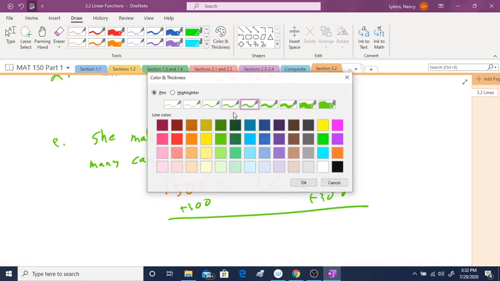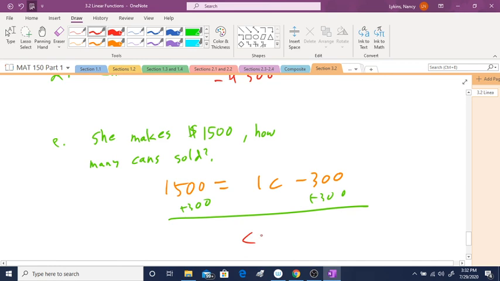So that means, how many cans does she sell? She sells 1,800. Think about this for a second. 1,800 times 1 is $1,800, but then she had to make a deposit of 300, so that's where she came out with $1,500.